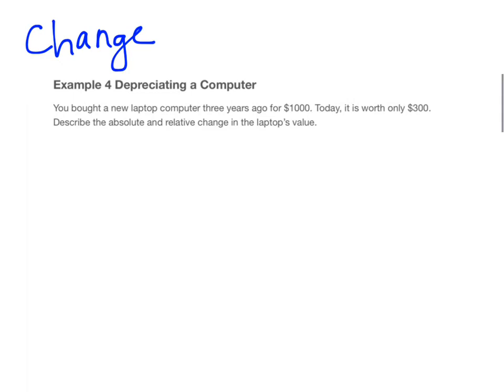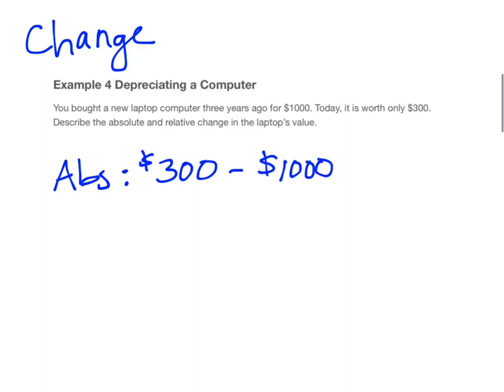So if we have a laptop computer that cost $1,000 3 years ago, and now it costs $300, we can still talk about absolute and relative change. The absolute change is the new minus the reference, so it's $300 minus 1,000. So notice it's not always the larger minus the smaller. The absolute change is negative $700, and that's indicating a decrease.